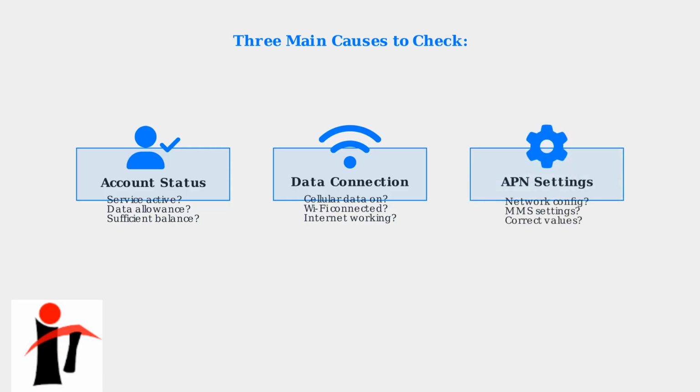Third, and most commonly the culprit, are incorrect APN settings. These are the network configuration settings that tell your phone how to connect to TracFone's network for data services like MMS. APN settings are the most frequent cause of MMS problems. When these settings are wrong or missing, your phone can't properly communicate with TracFone's messaging servers.